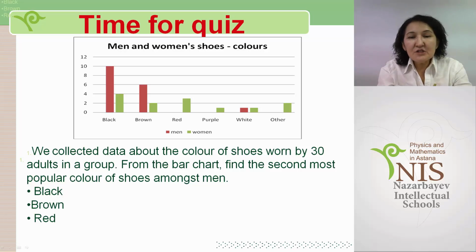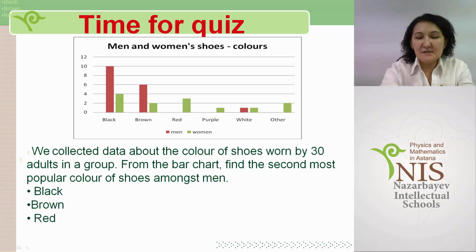From the bar chart in front of you, find the second most popular color of shoes amongst men. Are they black? Are they brown? Or are they red? So, what is your answer?